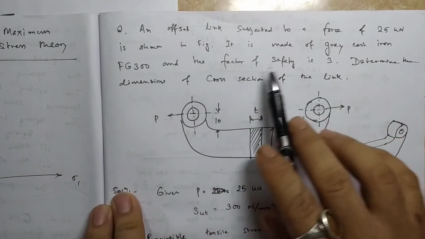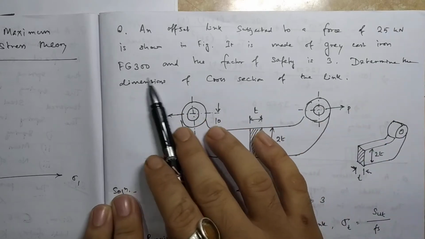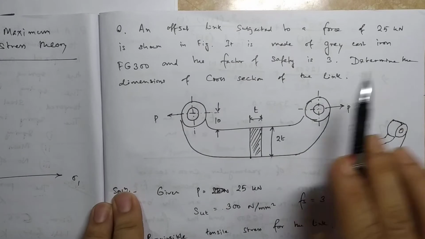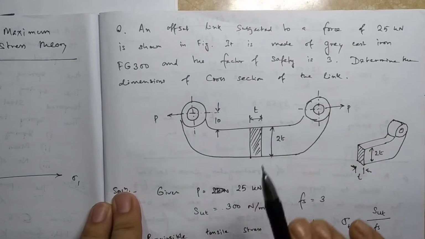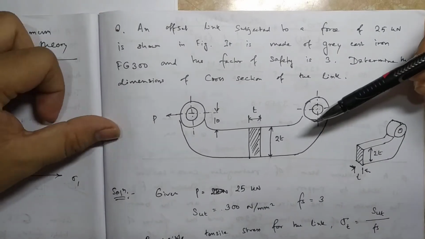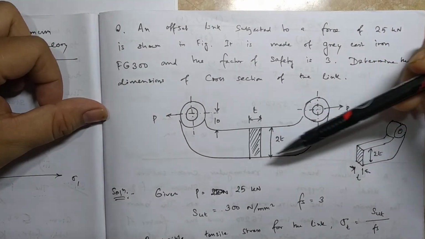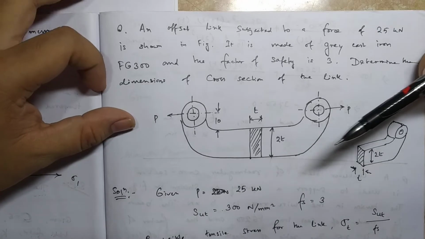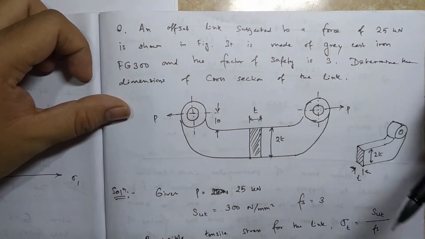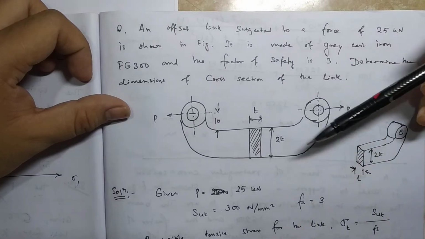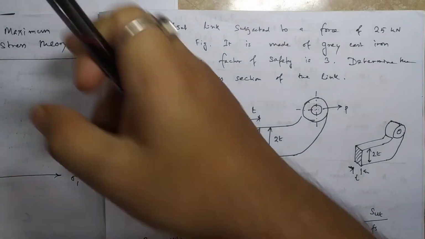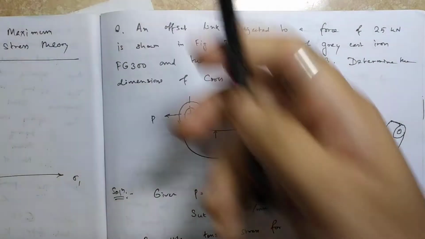It is made of gray cast iron, the material is given, and the factor of safety is 3. Determine the dimensions of the cross section of the link. For these types of problems you have to look at the figure and analyze what type of forces have been applied, and what type of failure is possible in this case. Now let's quickly look at the type of failure possible here.